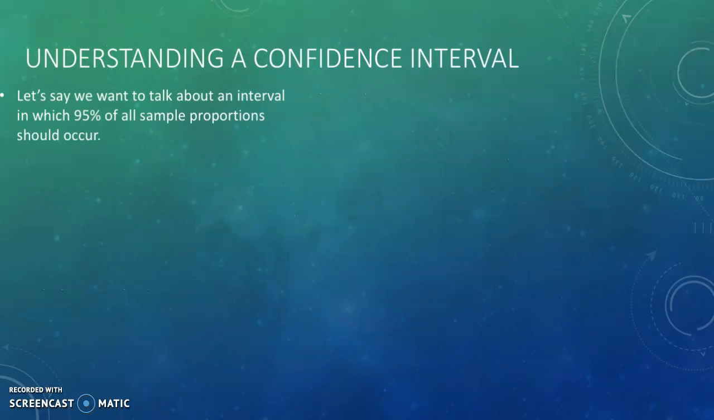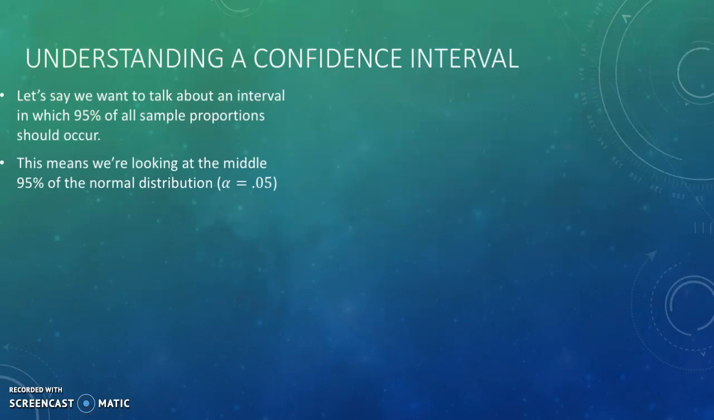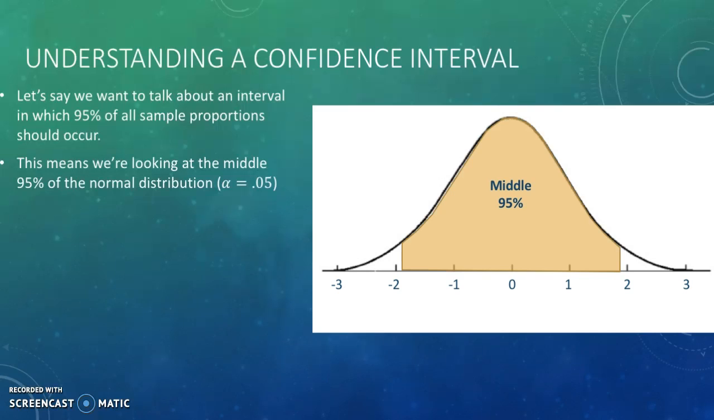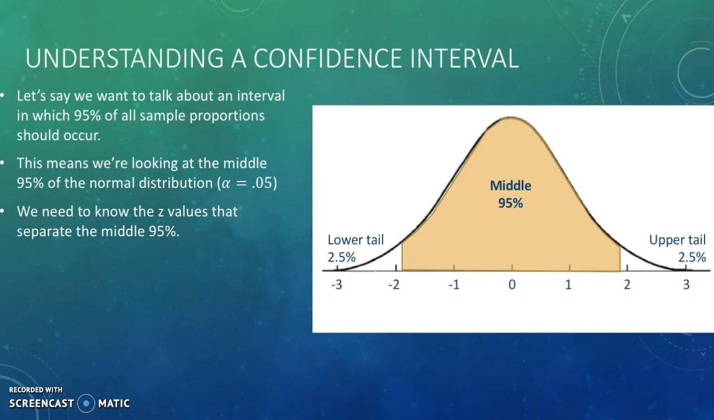But here's visually what's happening. Let's say we want to talk about an interval in which 95% of all of the sample proportions should occur. The 95% means we're looking at the middle 95% of the normal distribution because we're assuming that it follows a normal distribution. You need to know this idea of alpha. Alpha is like the leftover percentage of the distribution. So here's my normal distribution, here's the middle 95%. Alpha is the 5% that doesn't fit in the middle, and it gets split into two equal pieces. So there's an upper tail of 2.5% and a lower tail of 2.5%.